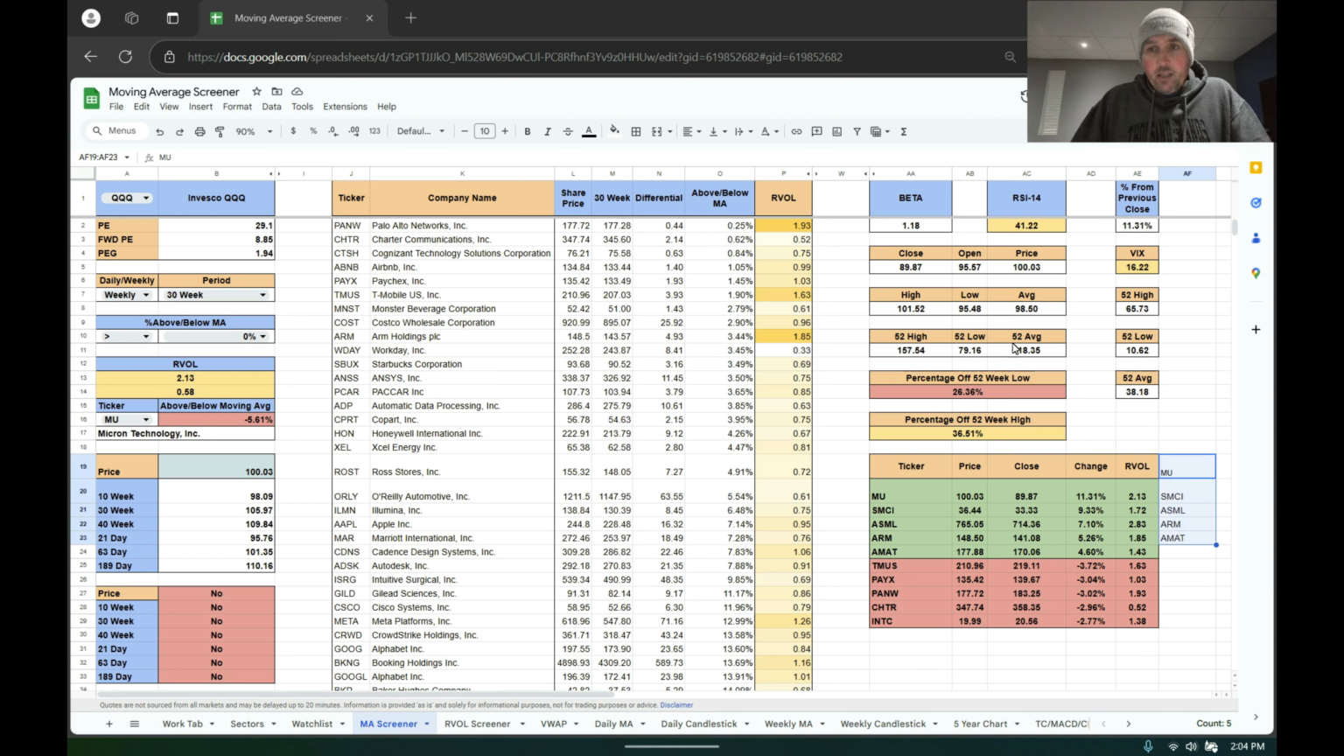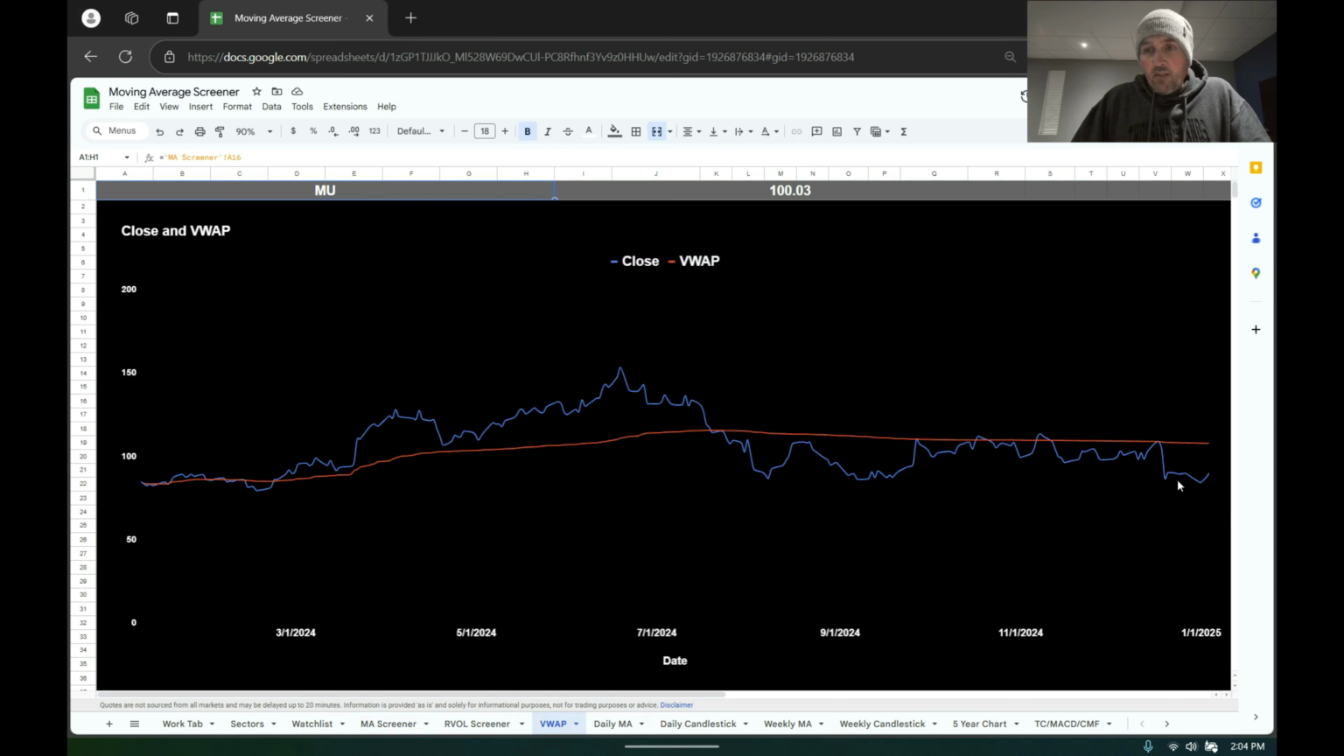So the first one's going to be Micron, and we have an RSI of 41.22 and a beta of 1.18. If we go to VWAP here, which is volume weighted average price, and this is not taking in today's data. This is all from closes. So today's Monday the 6th, so this is from Friday the 3rd, I think. So we are well below VWAP, so we do need to get above this. That would be 107.76. So if we see the price here at 100 break above 107.76, that will be bullish, and that will say that we broke a barrier, right?